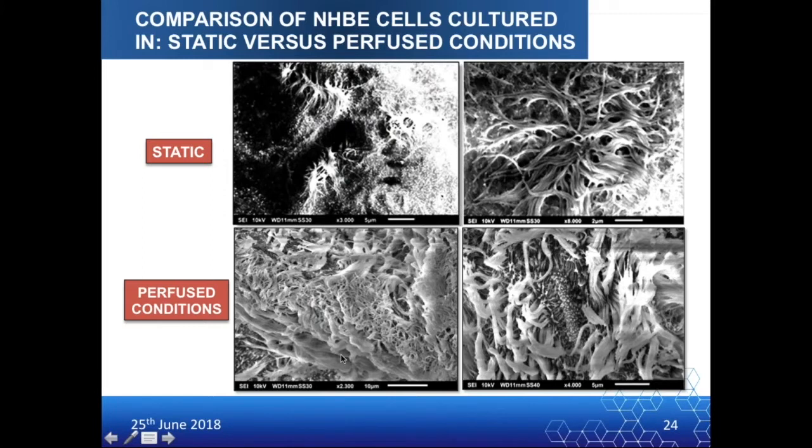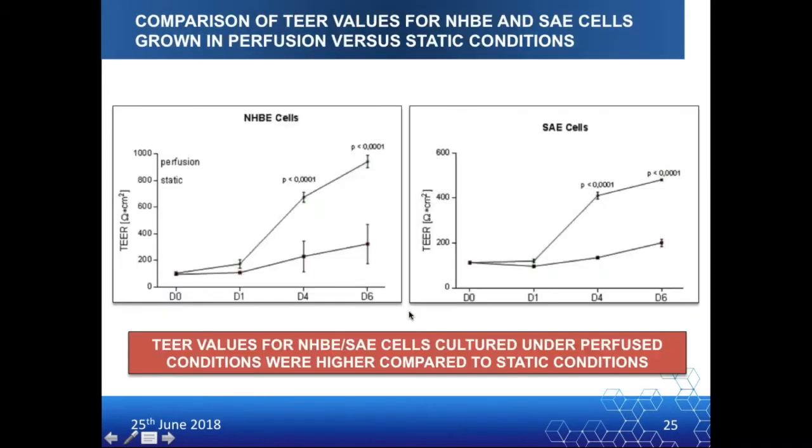In the next step, we also looked at the differentiation by scanning electron microscopy. And also here we could see those differences, because under static conditions, you might see that, of course, there are cilia, but they are in a much less differentiated state compared to the cilia under perfused conditions. And this is also shown here. I mean, here is a bundle of cilia, while here you can see really a nice overview of the cilia.